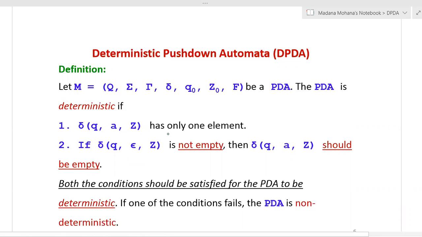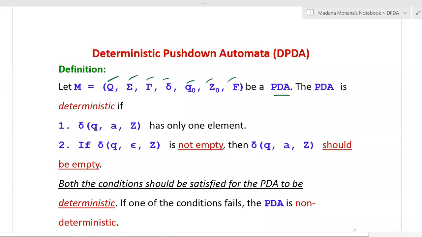Here the same 7-tuple definition we have to consider, same as PDA. But if it is deterministic, some conditions need to be satisfied. So let M equal to Q, sigma, tau, delta, Q naught, Z naught, F be a pushdown automaton. Here we have taken the same pushdown automaton tuple definition. The PDA is deterministic if the following conditions hold.